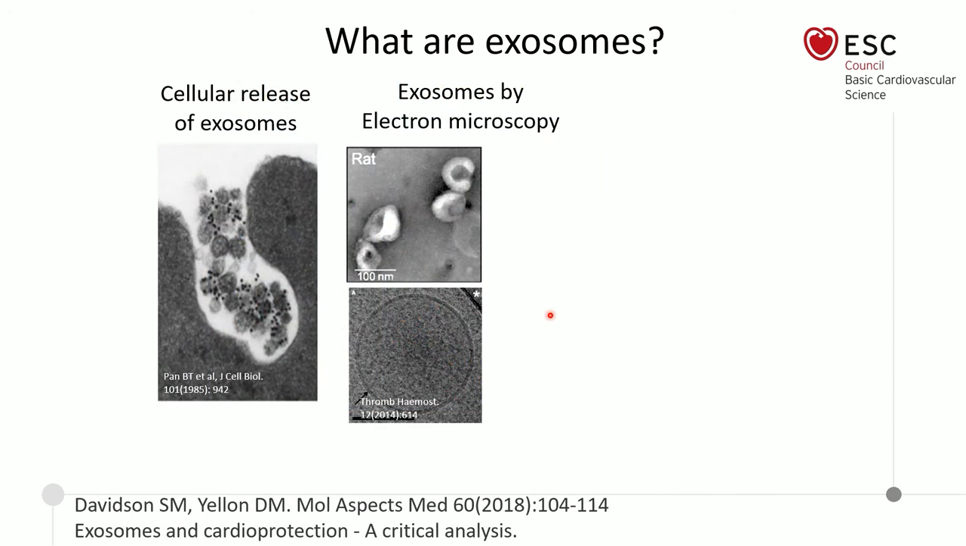Their existence has been known for many years. This EM micrograph on the left is from a 1985 publication, showing release of these small vesicles from reticulocytes. But they were generally ignored for a long time and just thought of as debris. When these are isolated and dried down for electron microscopy by this negative staining technique, they have this appearance, what's referred to as a cup-shaped vesicle. They look like collapsed inflatable balls, which is what they are actually. If we look at a cryo electron micrograph, we can see they're actually spherical in solution, and it's just when they're dried down that they have this appearance.